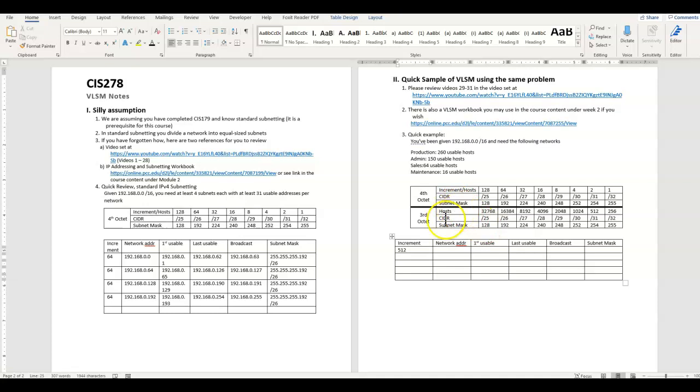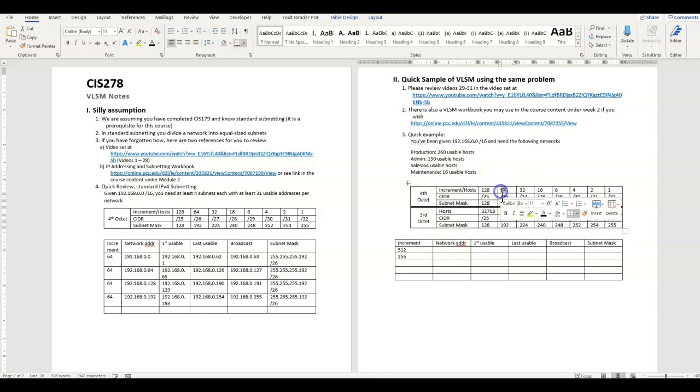Now, for the second one, we need 150. So I'm going to look at hosts again. I can get 150 out of 256. I certainly can't get it out of 128, but I can get it out of 256. So the next one is going to be 256 large. The next block that I need is 64.